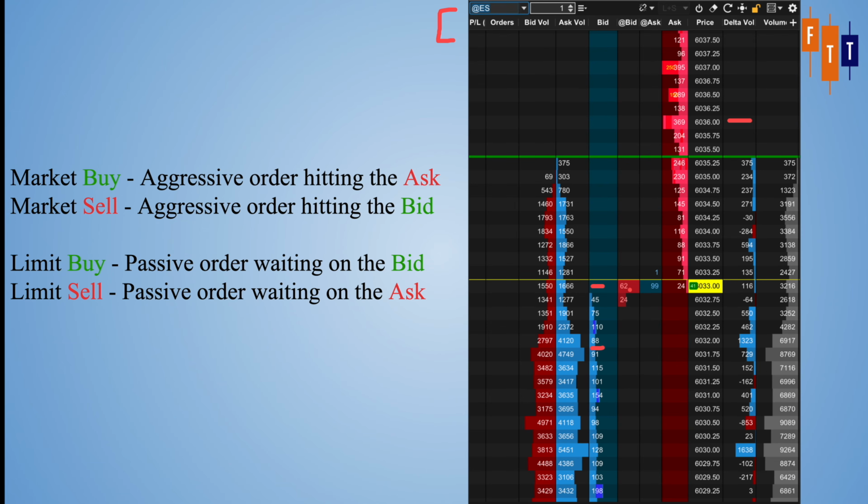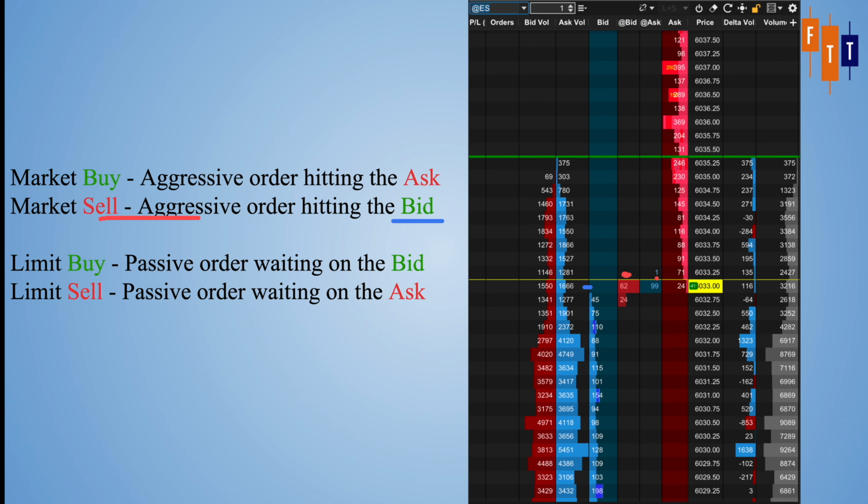What this red column is indicating is that 62 participants aggressively sold on the market and got filled by these limit buyers. A limit buy is a passive order waiting on the bid, and a limit sell is a passive order waiting on the ask. So this limit buy right here, this bid, was filled by this aggressive sell order. This bid at 62 was filled by an aggressive market sell order, which is this 62 number right here. I mean, 62 people market sold, and then this got filled.